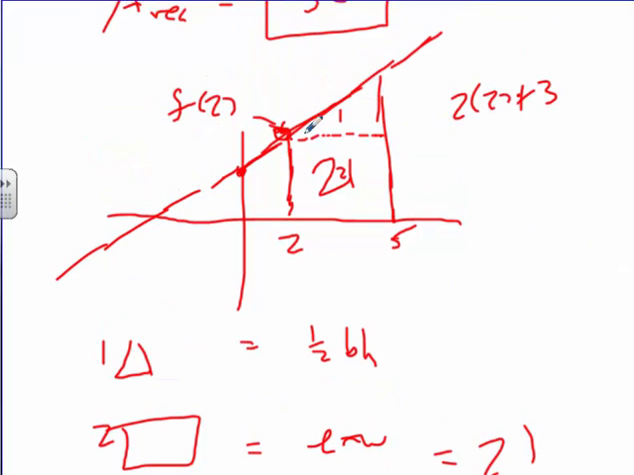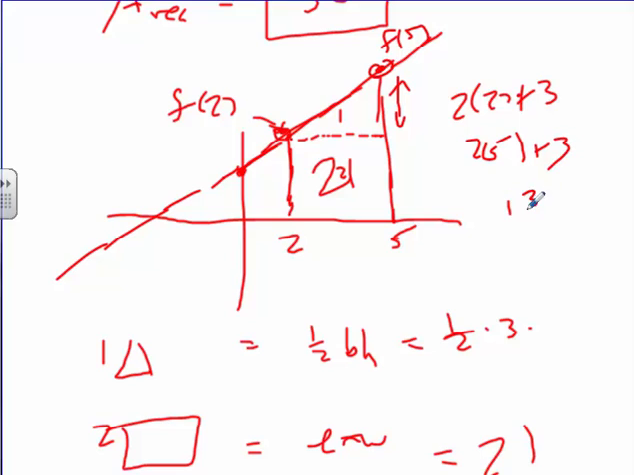Now, for my triangle, the area is 1/2 base times height, which is 1/2 of 3 as my base, from 2 to 5. I need to figure out my height. Well, my height is really just from here to here, so to figure that out, I should solve for this point. But this point right here is f of 5. So 2 times 5 plus 3 would give you 13. So if up to here is 13 and up to there is 7, it would seem that my height is 6.